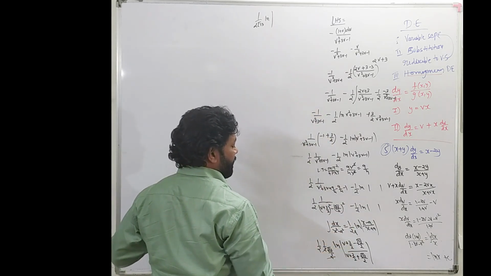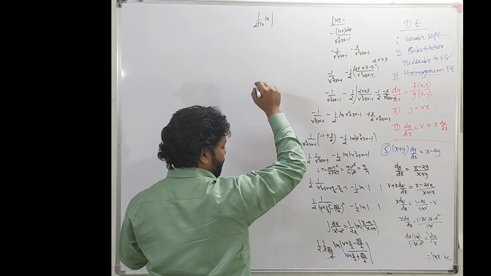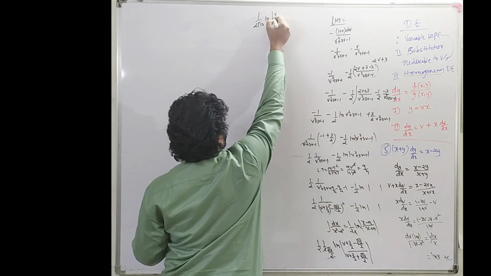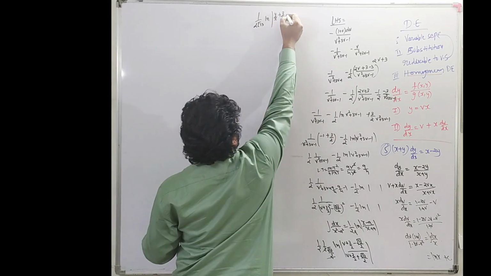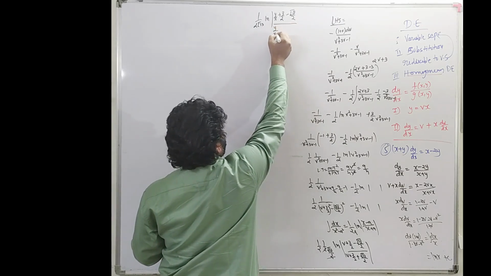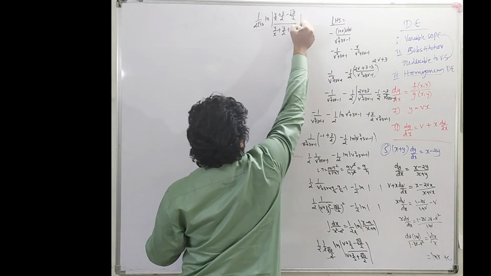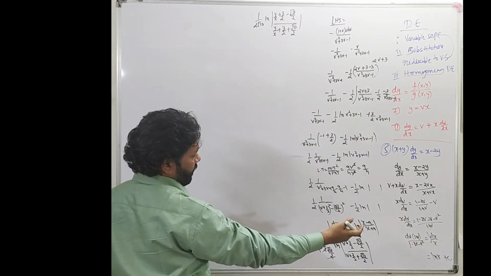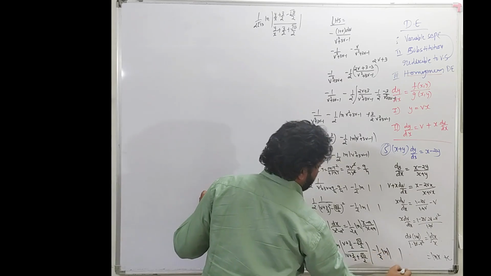Now we'll substitute v as y upon x. So this would be ln of (y upon x plus 3 by 2 minus square root of 13 by 2), and here it would be ln of (y by x plus 3 by 2 plus square root of 13 by 2).